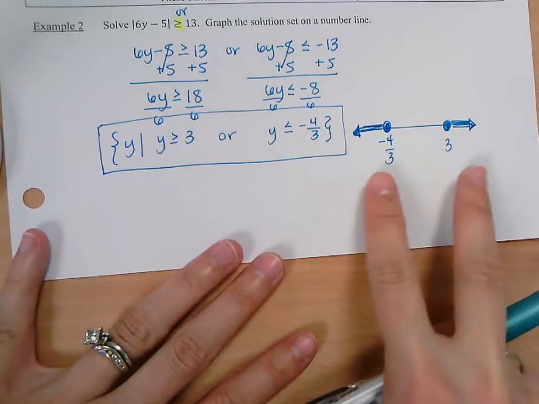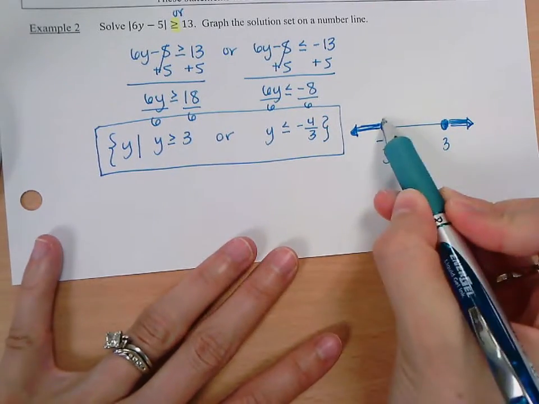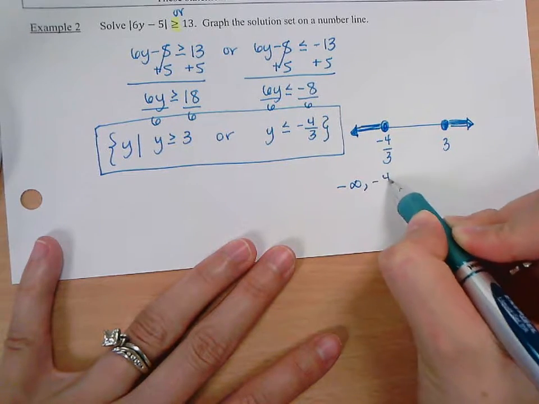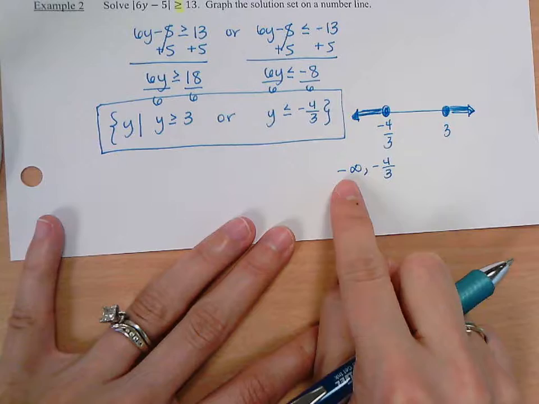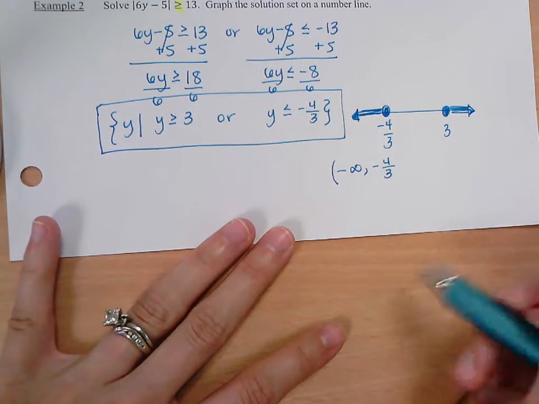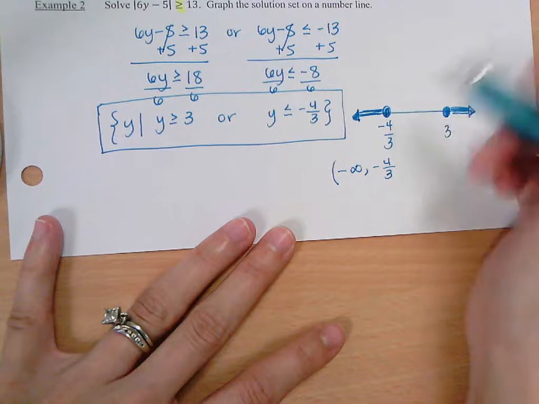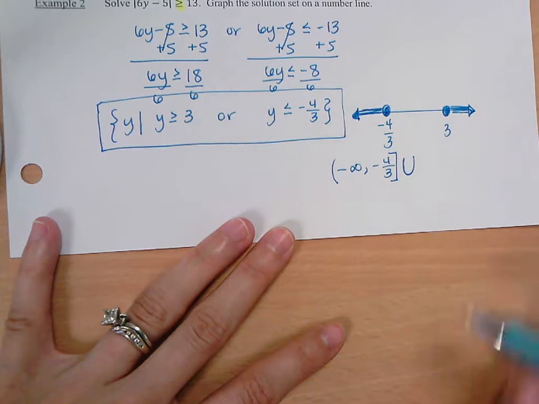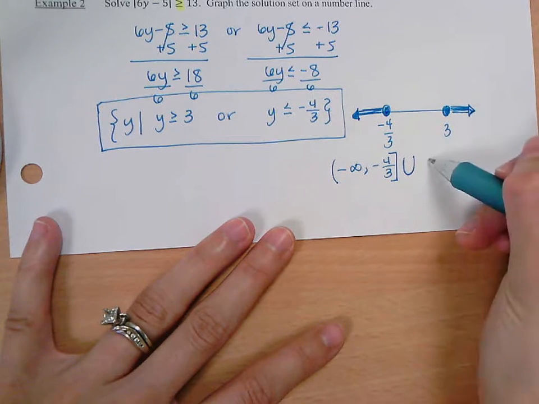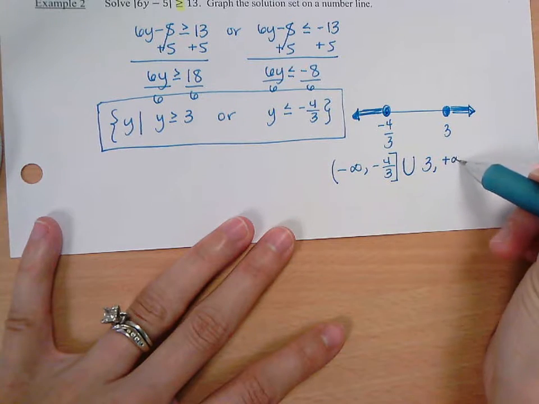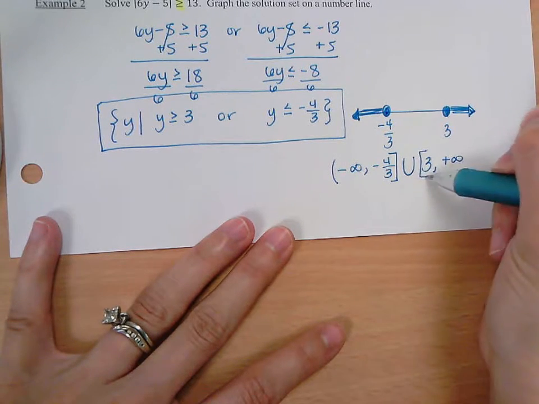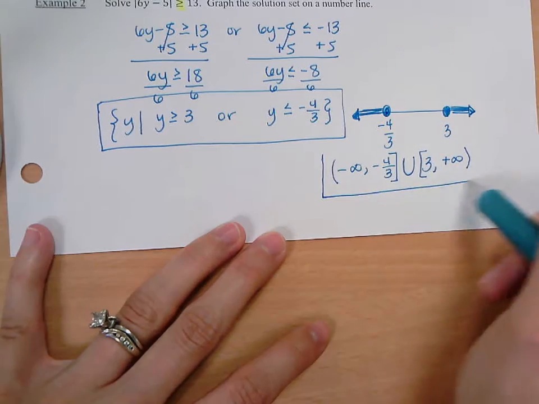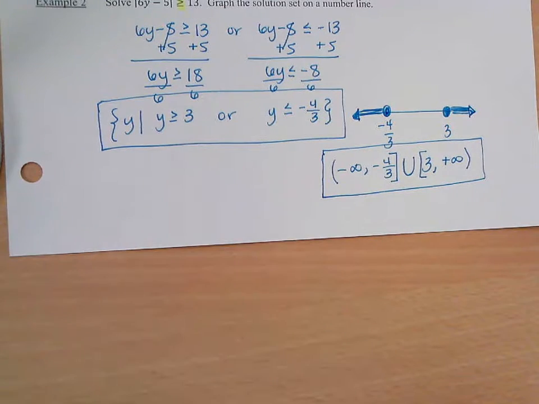So then interval notation, at least for me, it helps to look at the number line. So for this piece, I'm starting from negative infinity, going up to negative 4/3. Infinities always get a parentheses. Negative 4/3 is included, has a dot, so it gets a bracket. And then I have my union symbol. And then the next piece starts at 3 and goes up to positive infinity. 3 is included, so it has a bracket. Infinity has the parentheses. So that would be the interval notation.